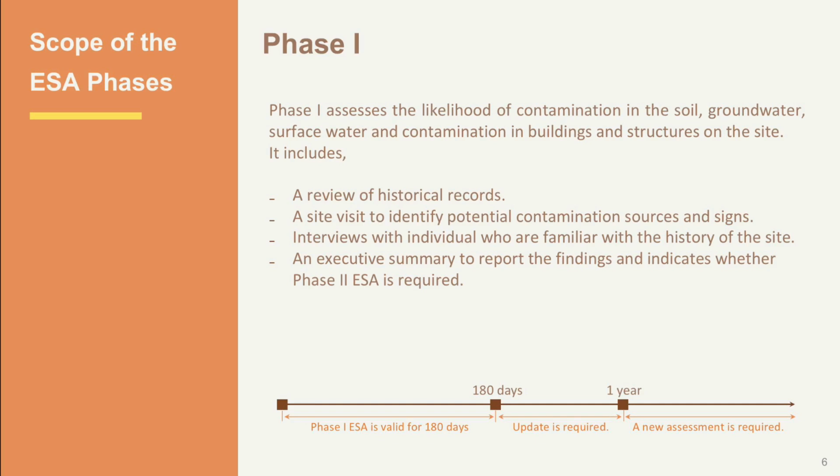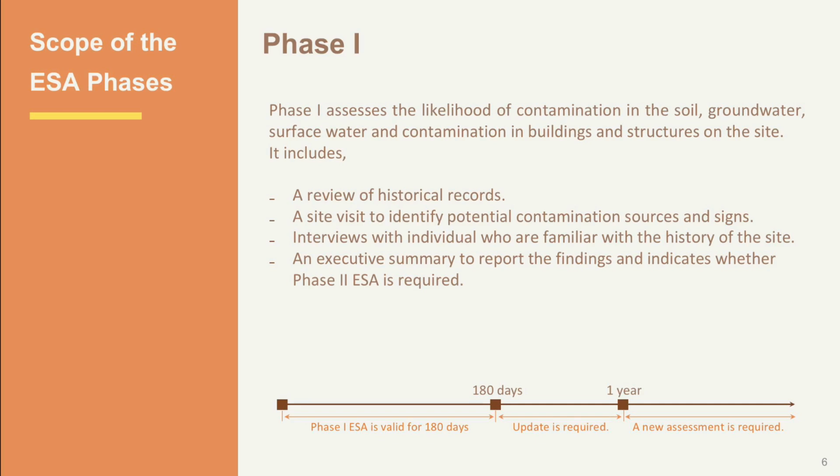The Phase 1 ESA we mentioned in the previous slide is a non-intrusive assessment to evaluate the likelihood of contamination on the site. The investigation will include contamination in soil, groundwater, surface water, and building material. The Phase 1 includes a review of historical records, a site visit to identify potential contamination sources and signs, and interviews with individuals who are familiar with the history of the site. A report for the Phase 1 assessment should indicate whether Phase 2 is required.